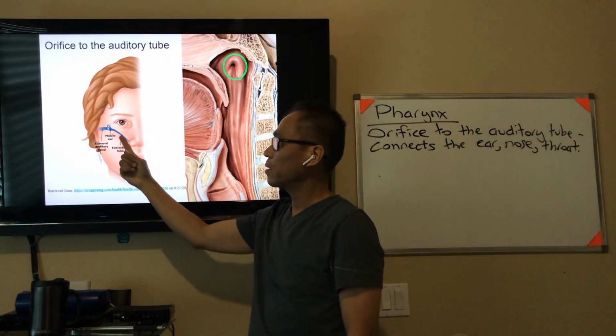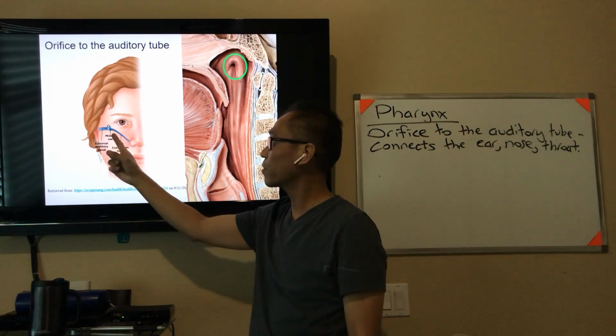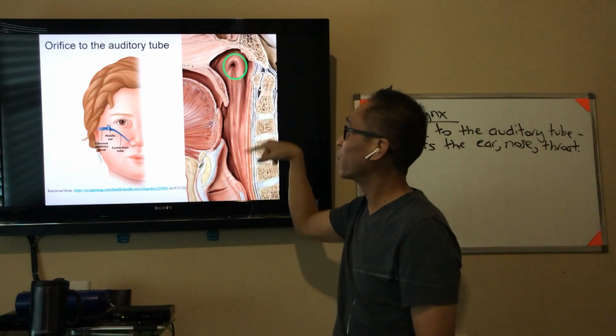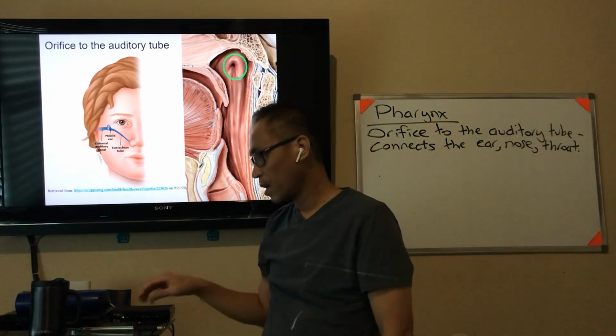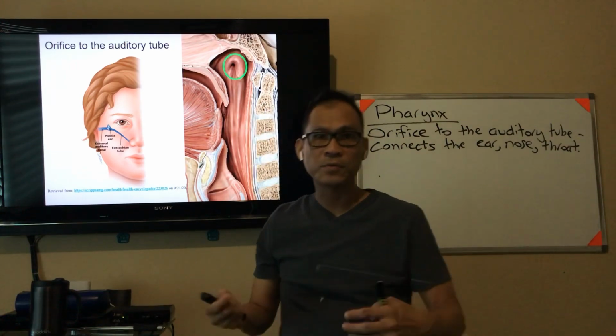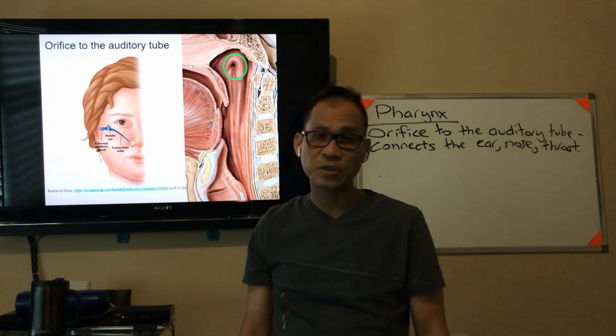So you can see there's the middle ear, the tympanic cavity, and that's basically your ear. And this is your throat. And right above there is your nasal cavity. So they're all connected. And that's important to know. I mean, there's ENT specialists because if it's all connected, it's how infection can spread.